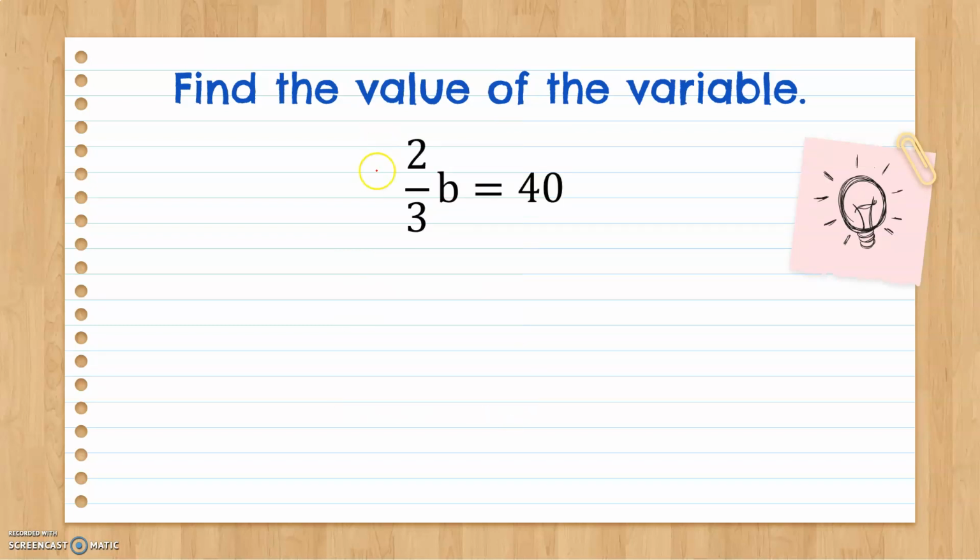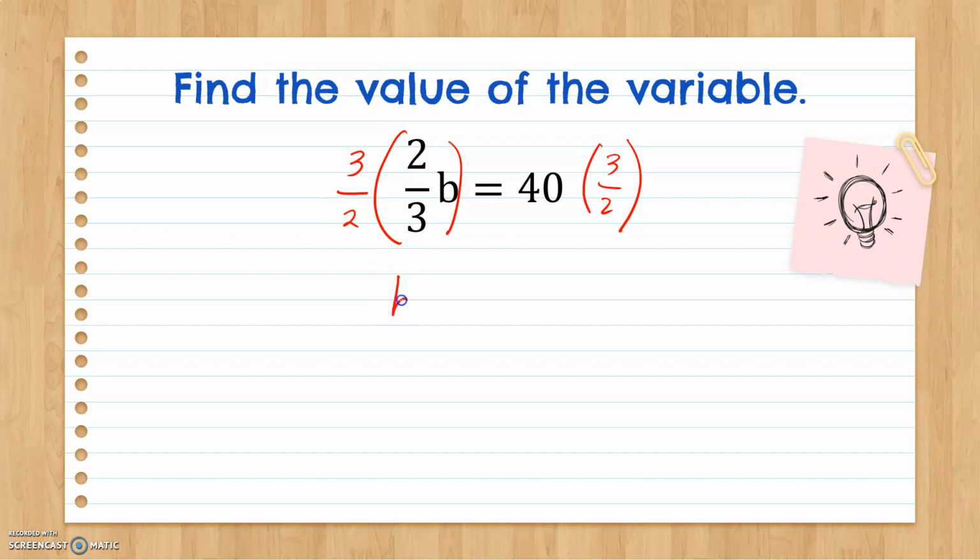Another example, let's find the value of b in 2/3 b equals 40. First, we have to eliminate 2/3 for us to find the value of b. That means you have to multiply both sides by the multiplicative inverse of 2/3, which is 3 over 2. We'll multiply as well the right side to maintain the equality between the left side and the right side of our equation. 3/2 times 2/3 will give us 6 over 6, which is equal to 1.